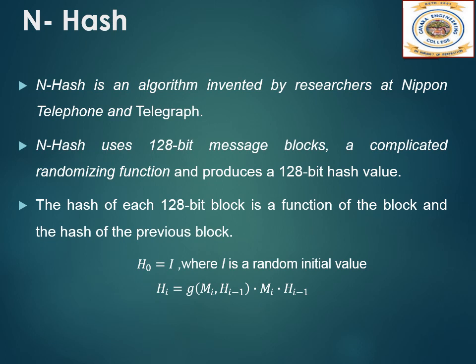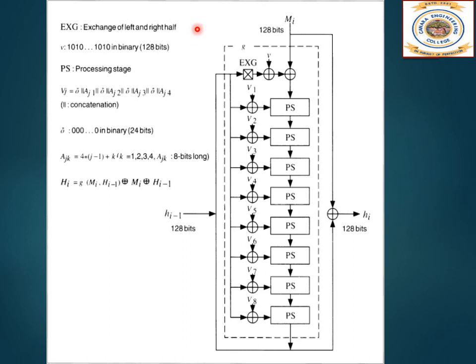The random initial value I can be any value determined by the user. It can be all zeros as well. The function g is a complicated one. In this figure, you can see the overview of the algorithm.